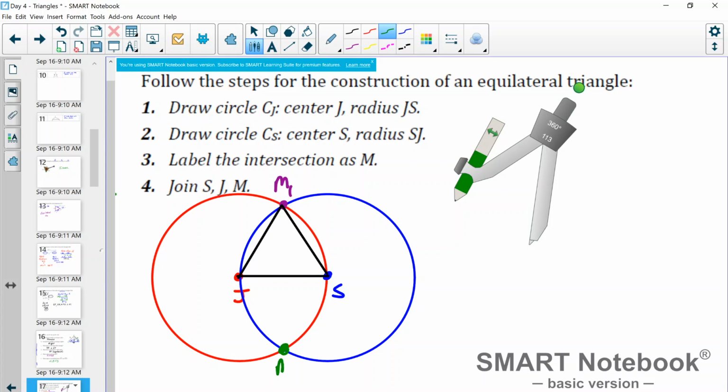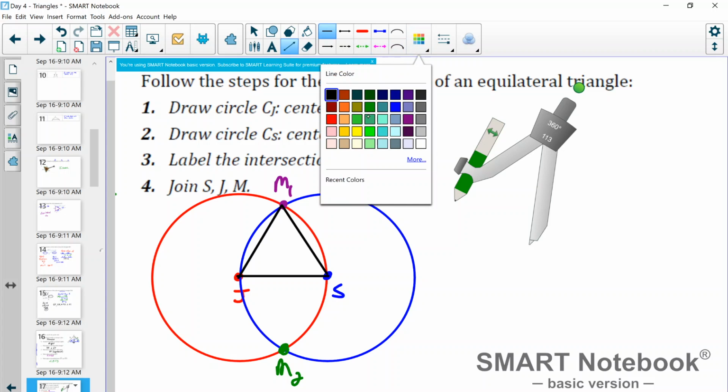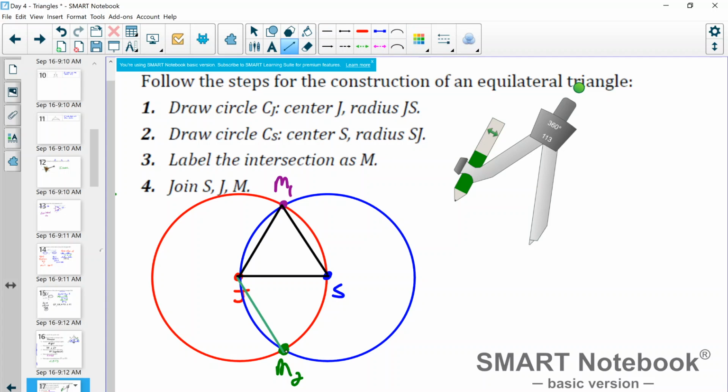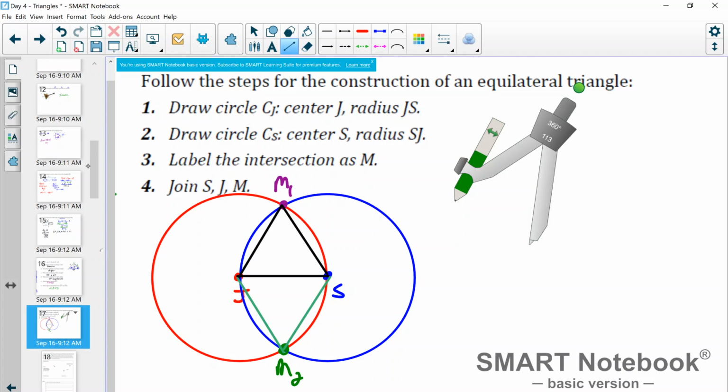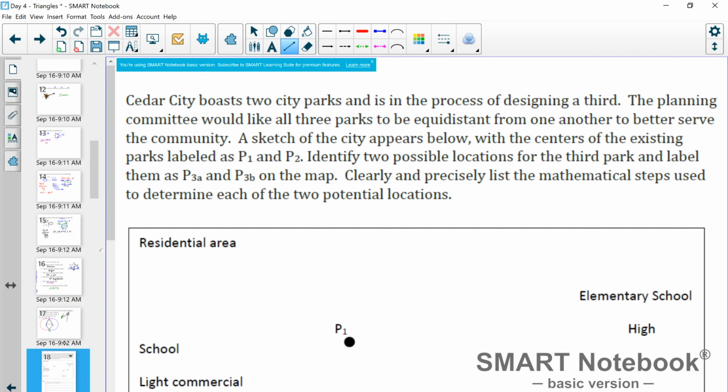This is M2. And I could have gone from J to M2, and from M2 to S, and then across to J. So I actually have two equilateral triangles here. But that is how you construct an equilateral triangle. Basically, you draw a circle and then a second circle, and then the point of intersection would be the same distance away.